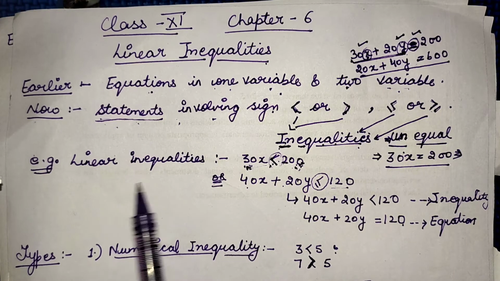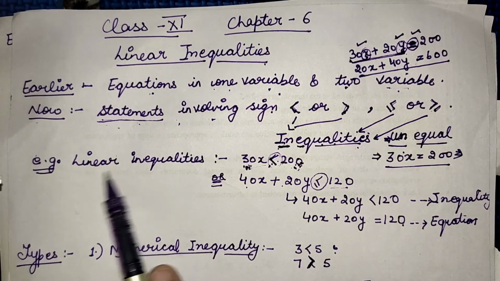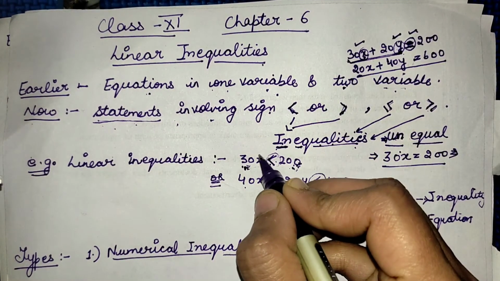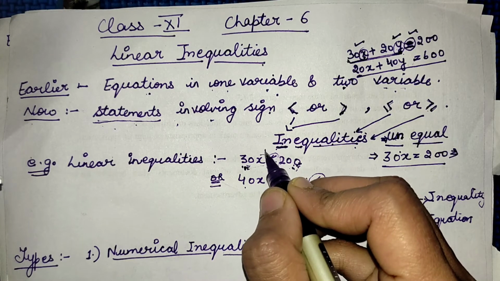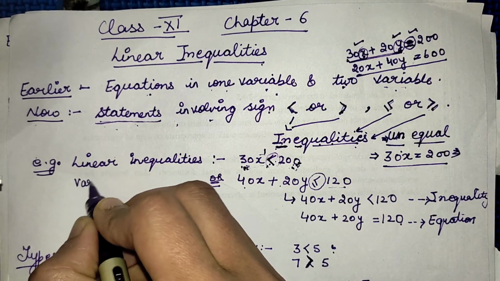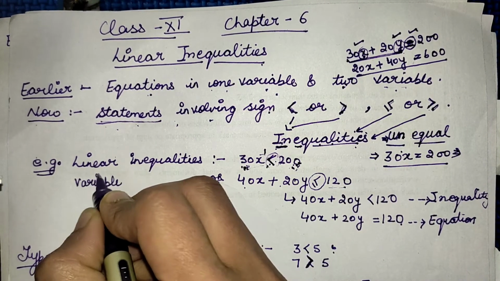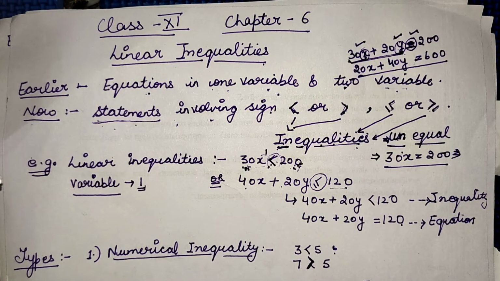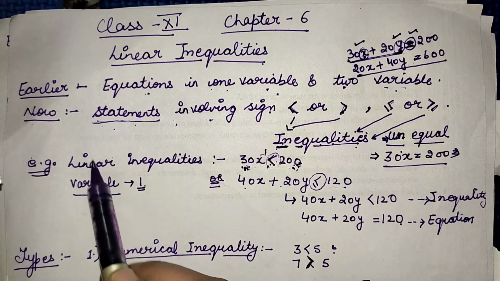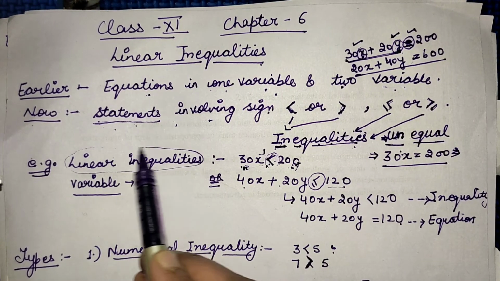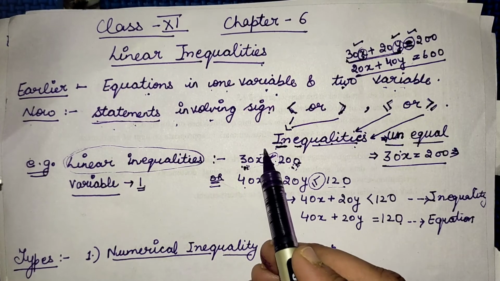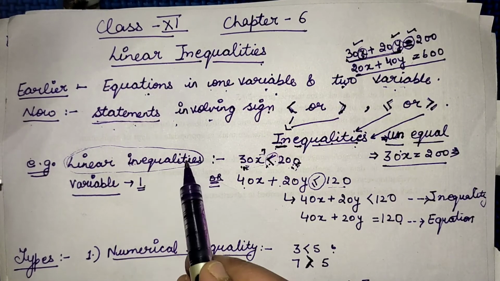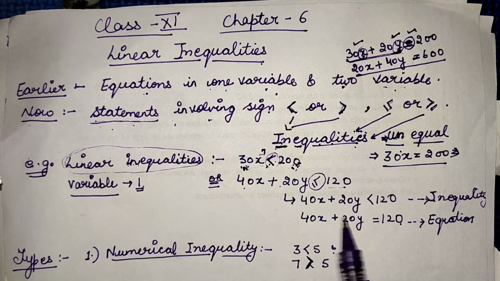So some examples of linear inequality. Why are we using the term linear? Linear means that the highest degree of our variable will be equal to 1. If we are talking about quadratic inequalities, then the highest degree of the variable will be equal to 2. But in this chapter we will only deal with linear inequalities, meaning the highest degree will be 1 and the left hand side and right hand side will not be equal to each other.